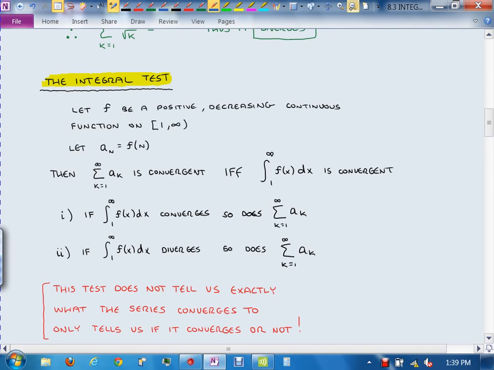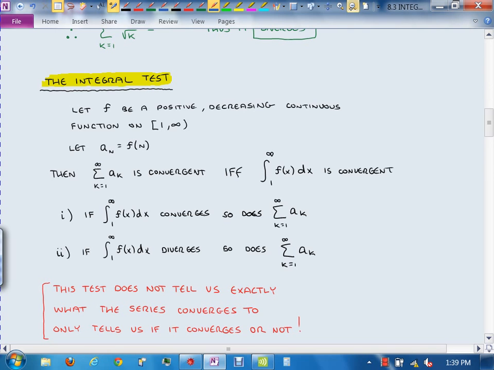Then the series is convergent if, what does "if" mean? If and only if. That means this series is convergent if and only if the integral is convergent. If and only if is an extremely strong condition. It means that if this guy converges, this guy converges. And if this converges, this converges.